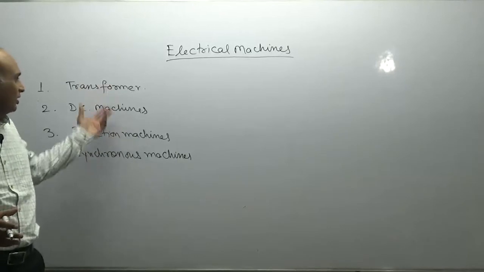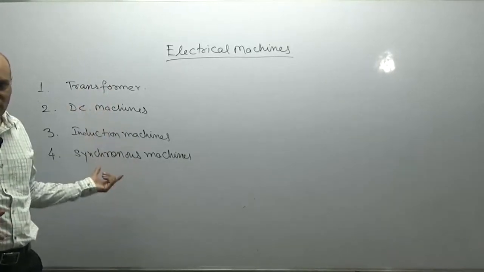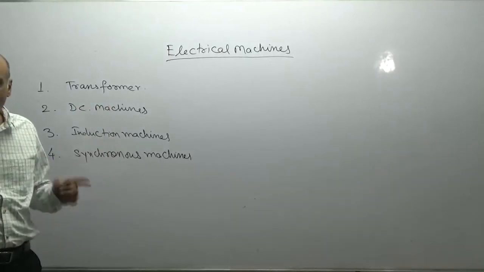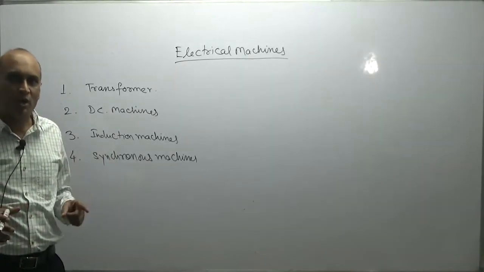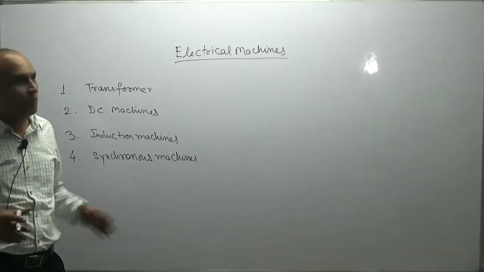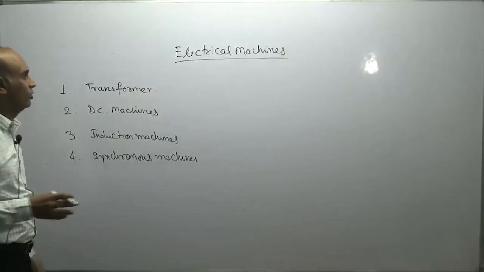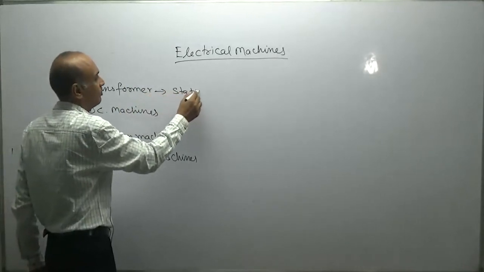I think all of you are familiar with these 4 machines. Apart from these, there are 2 other machines also, stepper motor and servo motors. Stepper motor and servo motors are used in control systems, but in electrical machine systems there are 4 types of machines. All of you are aware that a transformer is a static device.